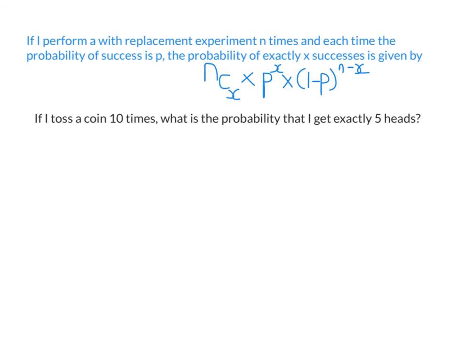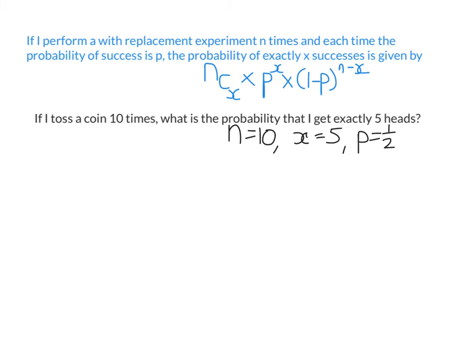Now we could draw a tree diagram, but if we were to draw a tree diagram, the number of branches would be 2 to the power of 10, which is 1,024. Drawing a tree diagram would take forever. Instead, we use this formula. So here, n, the number of times I'm tossing the coin, is 10. I'm interested in getting 5 heads, and the probability I get a head each time is a half.